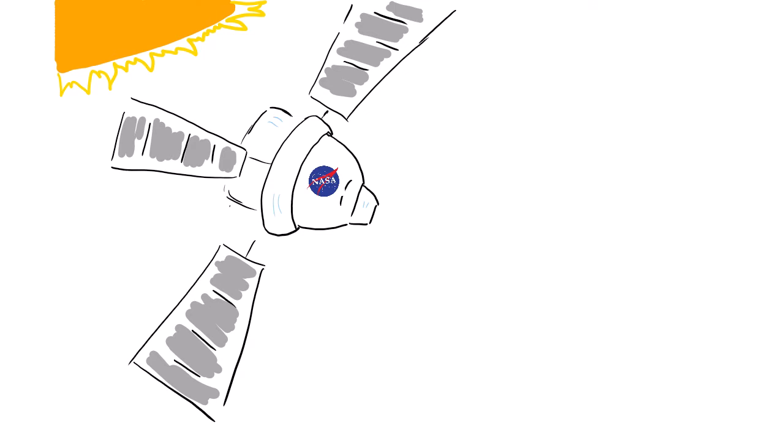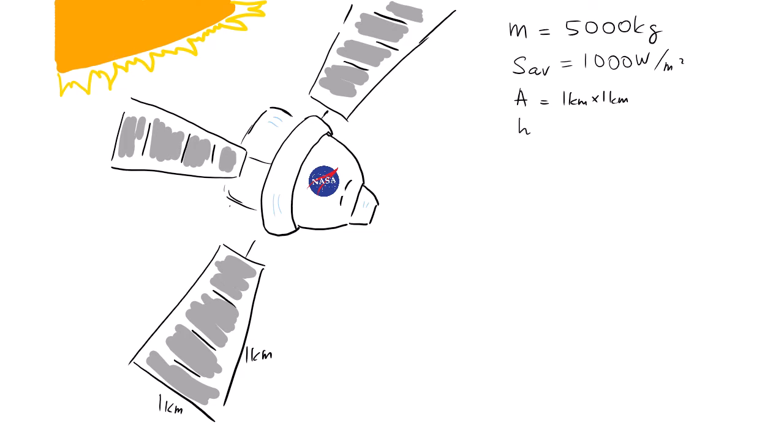Suppose you want to use radiation pressure from the sun to help propel a 5,000 kilogram spacecraft around the solar system. So if we assume that the sun intensity, or S average, is 1000 watts per meter squared, and the sail of the spacecraft is 1 kilometer by 1 kilometer, so the area is 1 kilometer times 1 kilometer, and it is highly reflective.